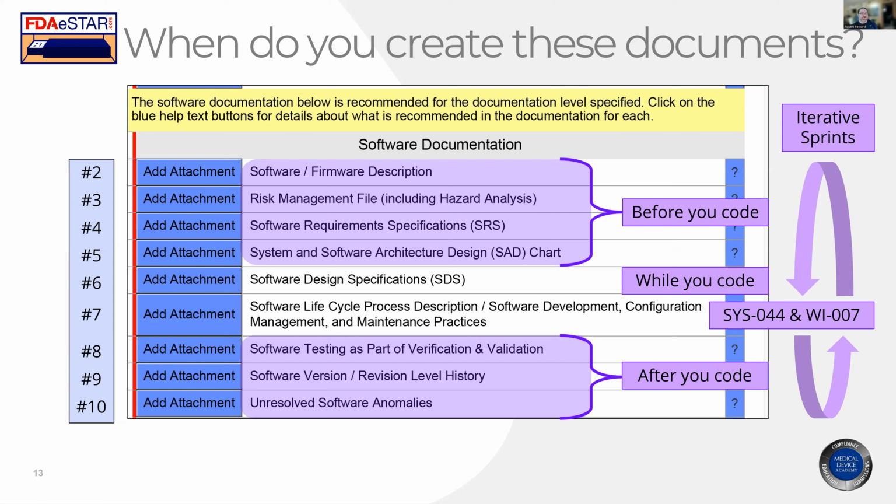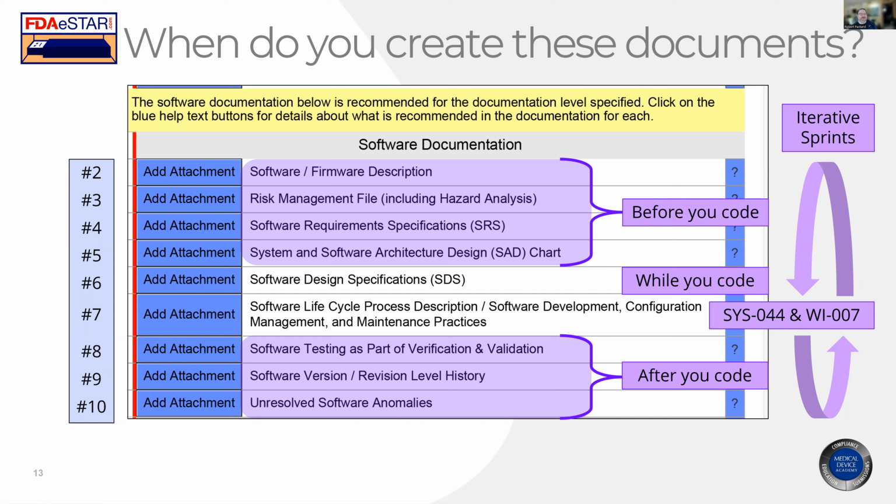Before you do any coding, you're going to make sure you've identified what the software is supposed to do, a description. You've done a hazard analysis, maybe come up with a risk management plan for your software. You've done software requirements, you've documented what the requirements are, and you've done an architecture diagram. Now, which of those 4 is done first? That kind of depends on you.